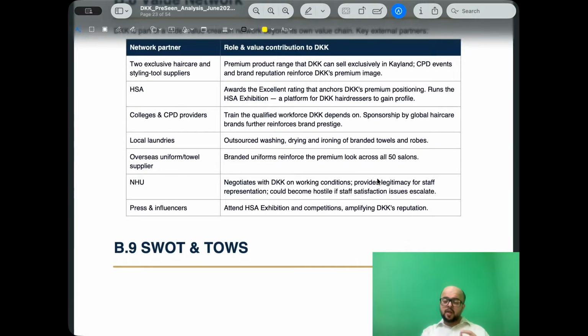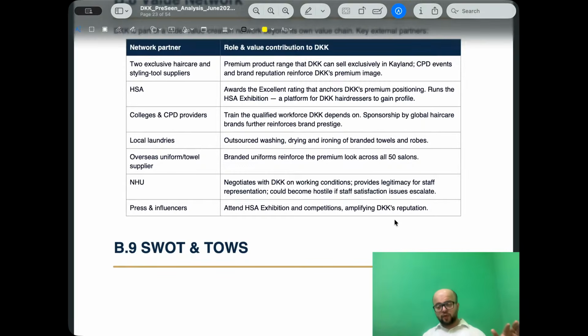Then, NHU negotiates with DKK on working conditions, provides legitimacy for staff representation, could become hostile if staff satisfaction issues escalate. So if staff is not happy and they end up reporting to the union, then it is going to create bigger issues for the entity at large. And if it reaches the union, it might create roadblocks in the smooth functioning of the organization.